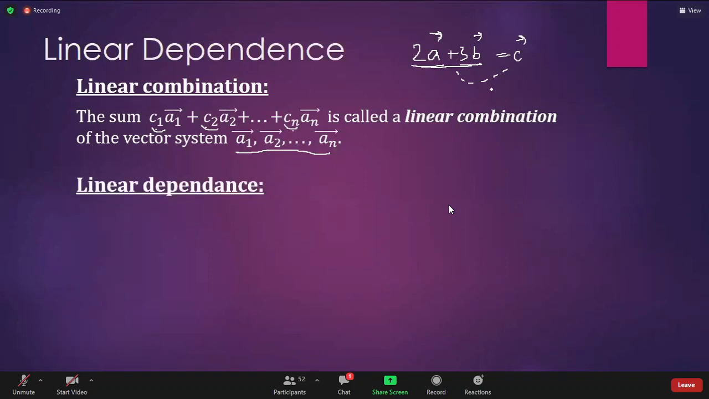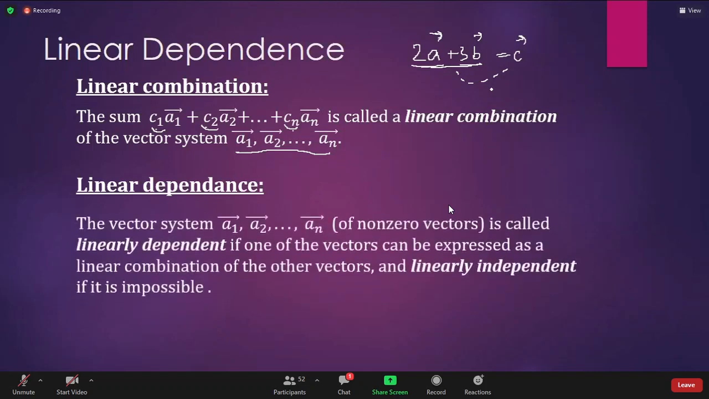Now, linear dependence. So what might be dependent on what? It turns out that for a vector system of n vectors, we don't take 0 vectors, n vectors. We say it's a system. Let's suppose we have some vectors, n of them. The system as such, all of them together, is called linearly dependent if one of the vectors can be expressed as a linear combination of the other vectors.